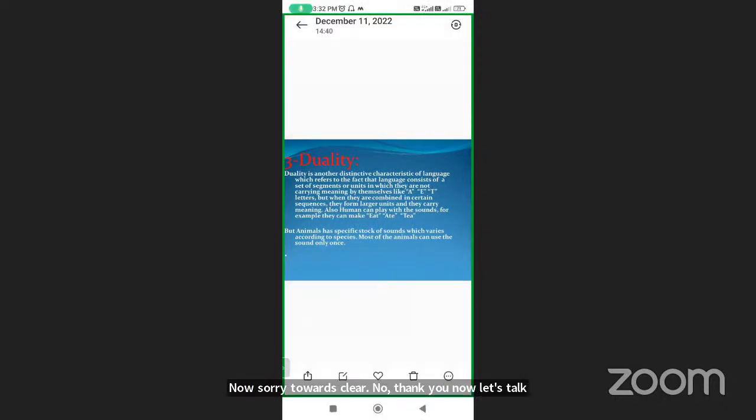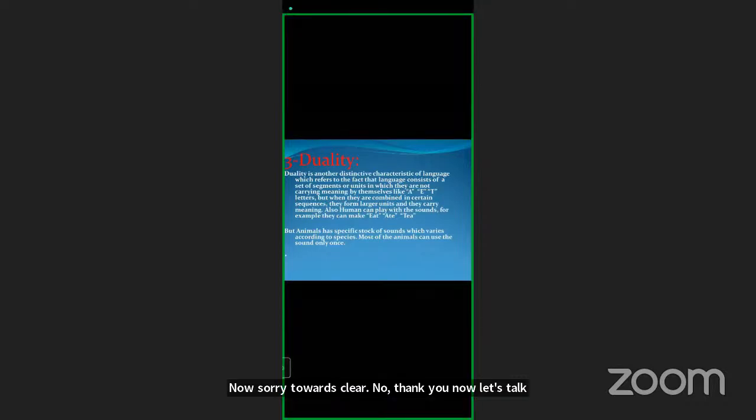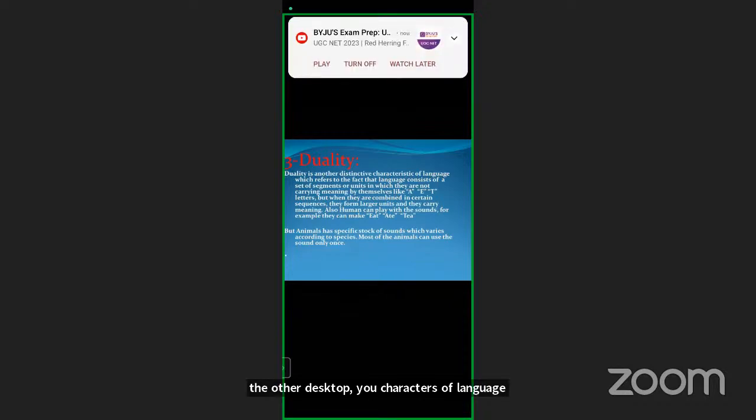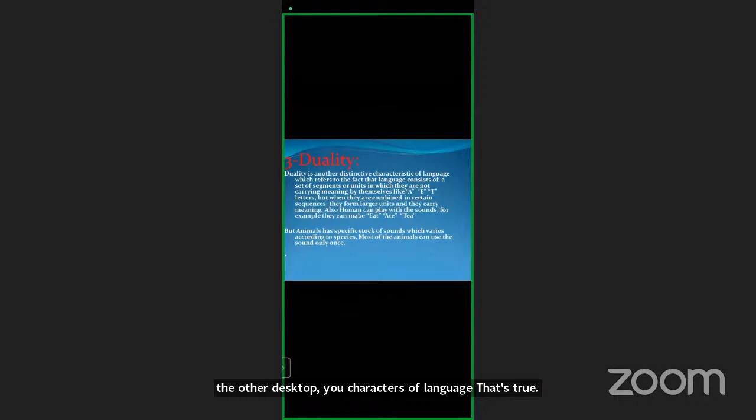Now let's talk about the third feature or property, that is duality. Okay. Now what is duality actually? Does anyone of you have any idea? Duality is another descriptive characteristic of language.